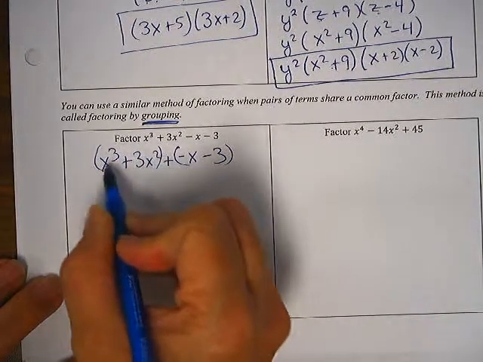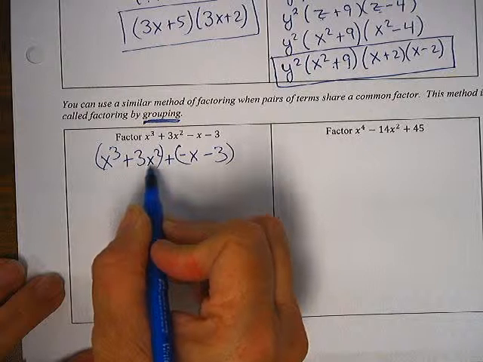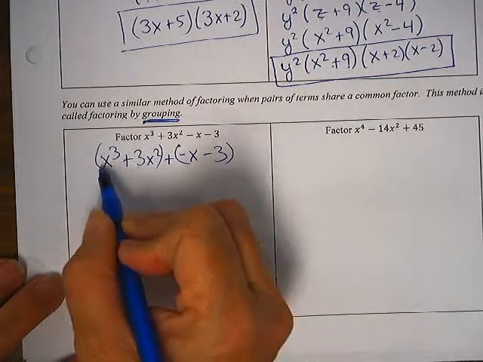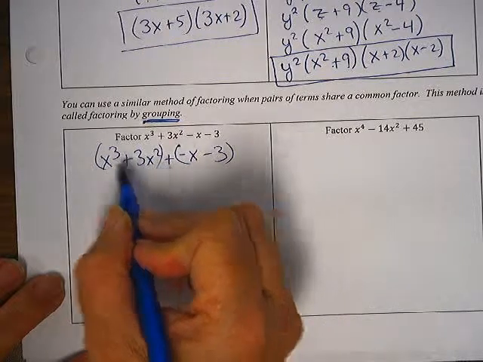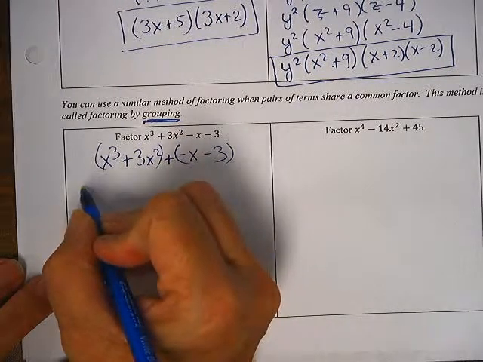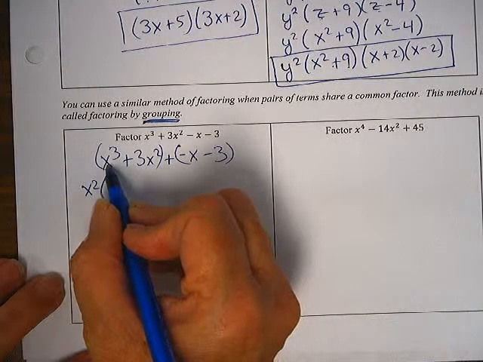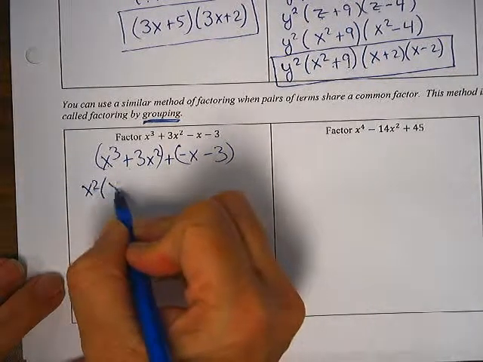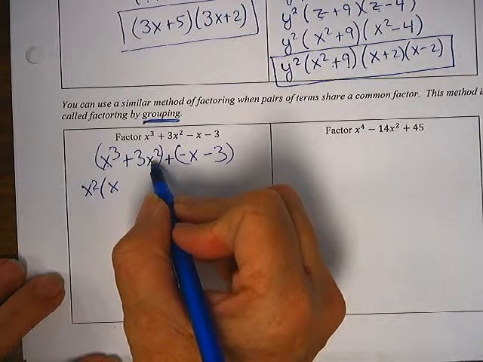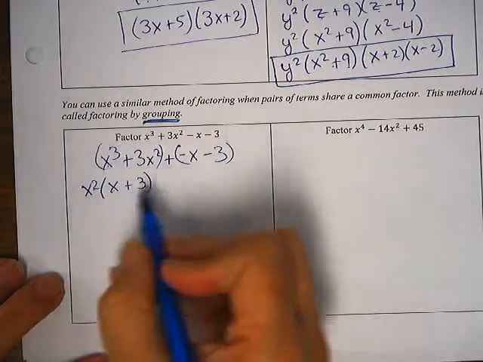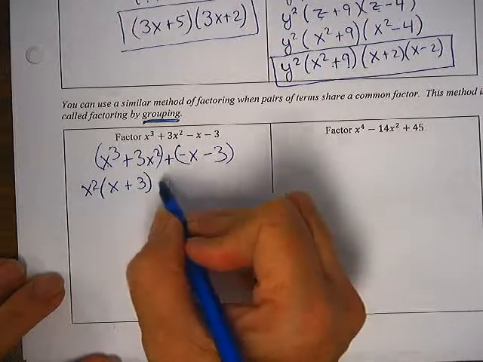And now just looking at the first group here, is there anything I can factor out? So is there something in common in both of these? And the answer is yes. They both have an x squared. So we're going to factor out an x squared, and when we have x to the third and we factor out the x squared, we're left with x. 3x squared, we factor out an x squared, we're left with 3. So that's what this looks like.